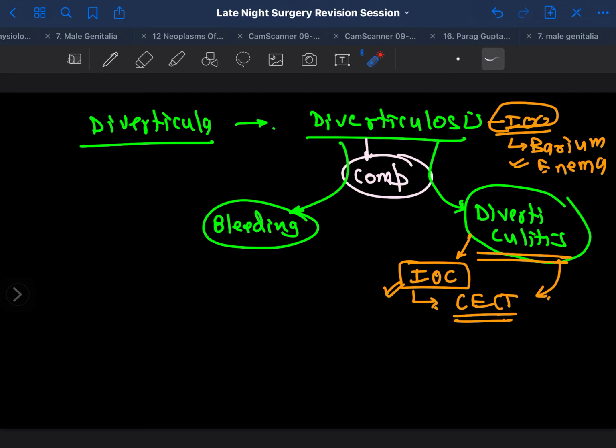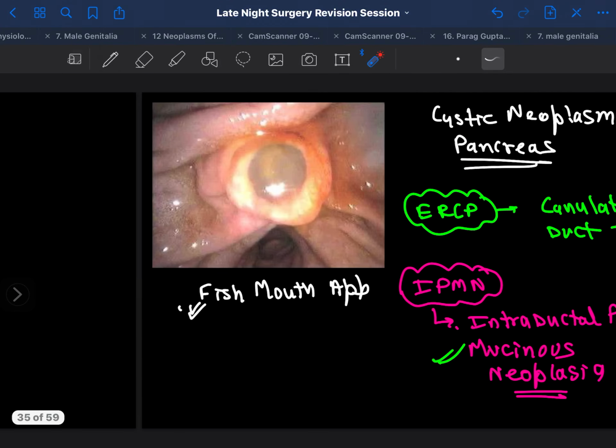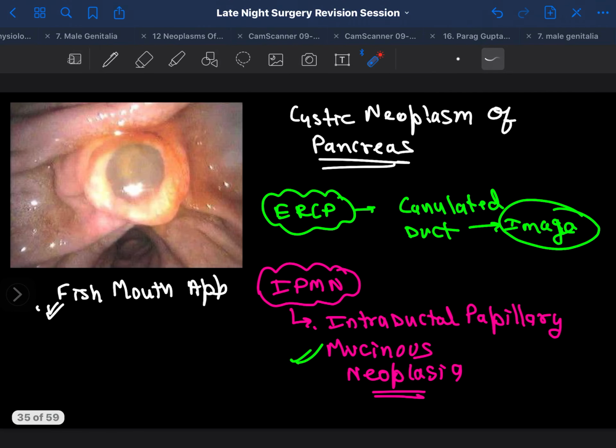Investigation of choice to diagnose a diverticulitis is a CECT, because obviously we cannot perform a barium enema in diverticulitis, guys. Okay, so yeah, these are the few important points regarding the diverticulosis and the diverticulitis.